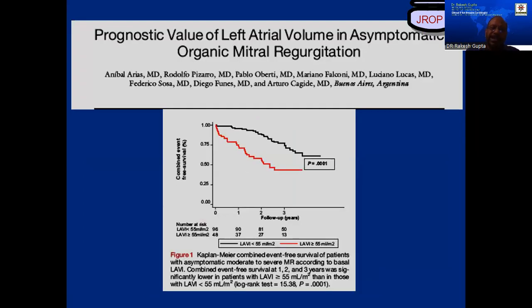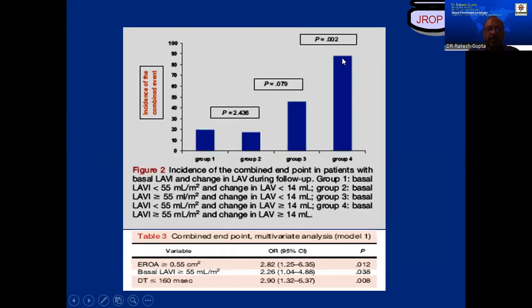This is a very important slide: prognostic value of left atrial volume index in asymptomatic organic mitral regurgitation. If you look at this slide, if the LA volume index is less than 55, that is group 1. If it's more than 55, with a change in LA volume index of 14 ml per year, that is group 4. So as we move from an LA volume of less than 55 ml per square meter of body surface area to more than 55, with an increase in LA volume of more than 14 ml per year, the incidence of combined events goes up dramatically.